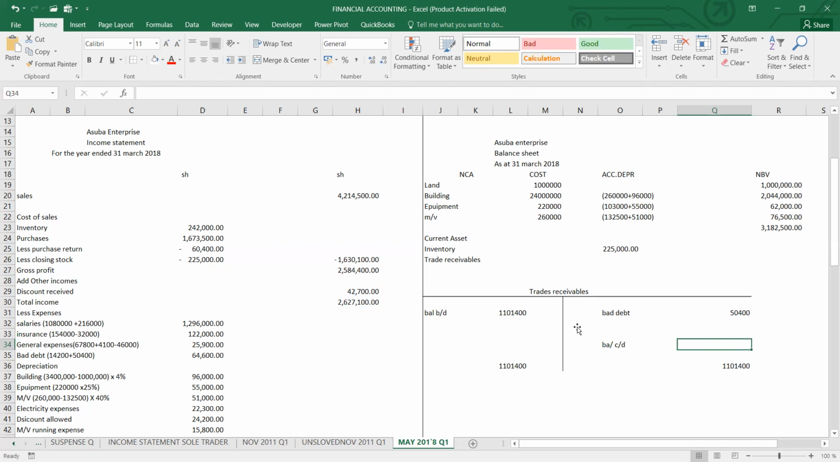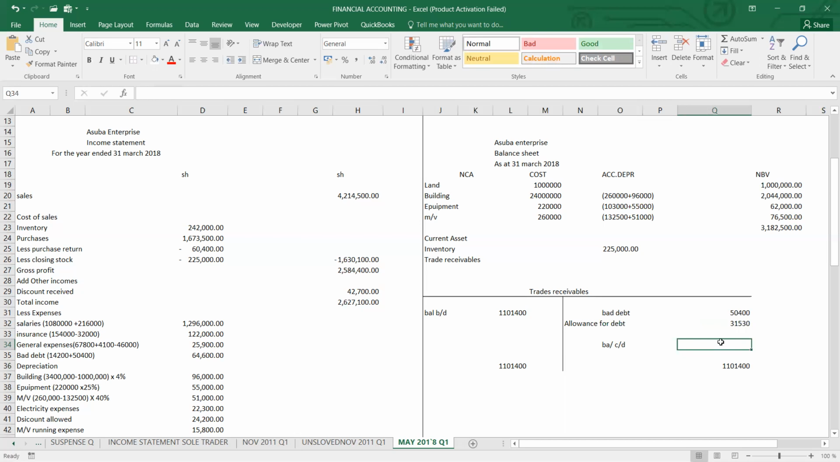Here we have written what? We have allowance for doubtful debts. The allowance we calculated was how much? Allowance for doubtful debts, the one we had calculated was 1,530, right? Yes. So what is the balance carried down above? Okay, 5,400 plus we add 1,530.